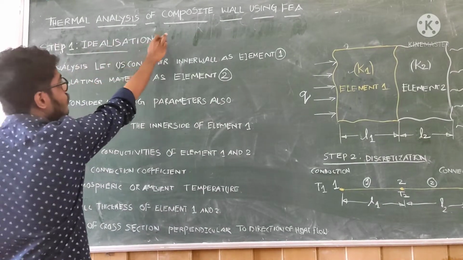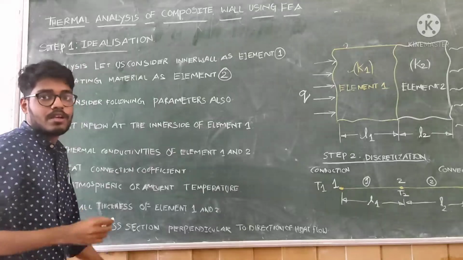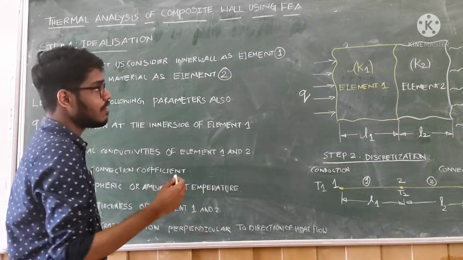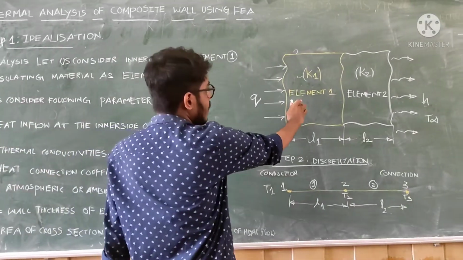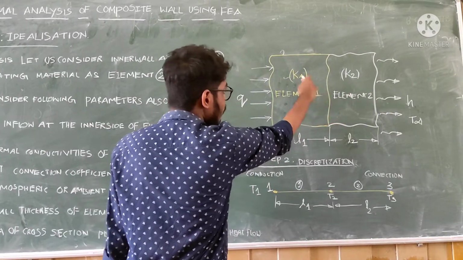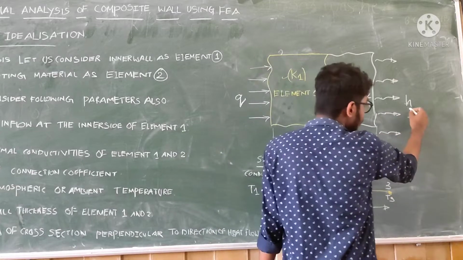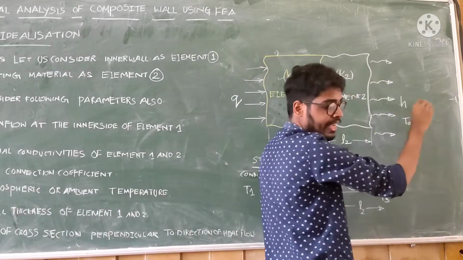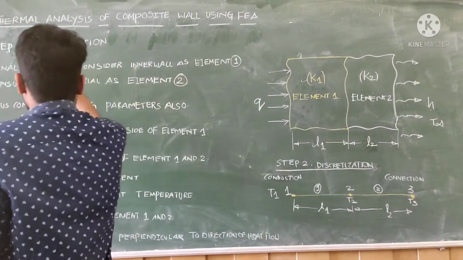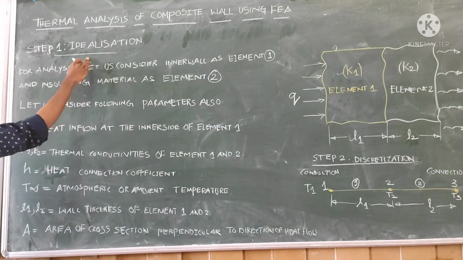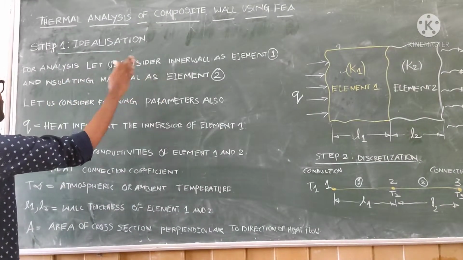Thermal analysis of composite wall using FEA. As a preliminary concept, here we use K1 and K2 instead of E in structural problem for conduction problem, and in conduction problem H is used instead of E. The steps and procedures are same as in the case of a structural problem.